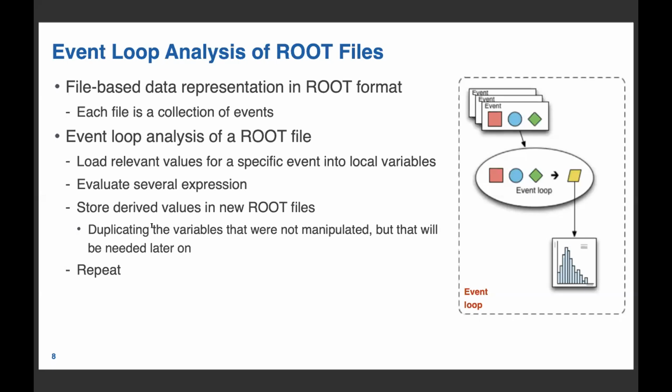So as I mentioned before, you are going to stage out intermediate output, actually duplicating the quantities that are useful for the analysis but that have not been manipulated, and then you repeat, and you do this for each and single event.